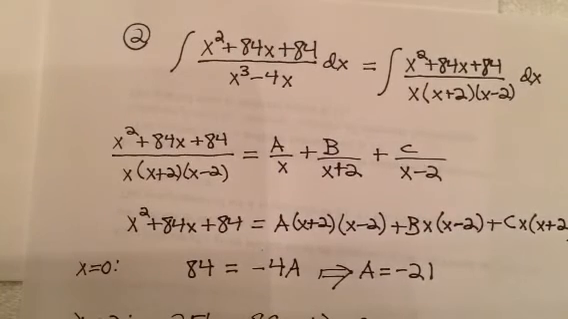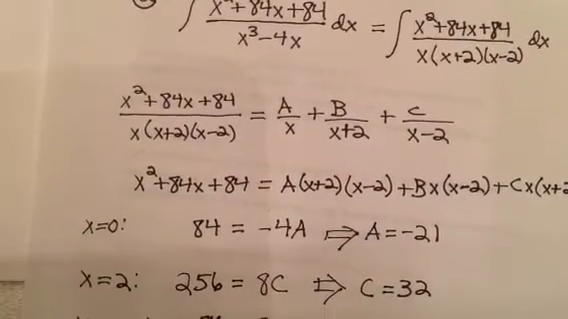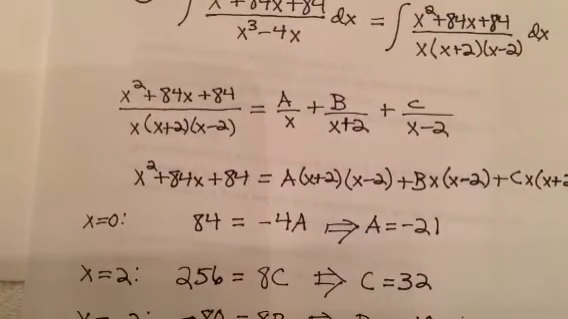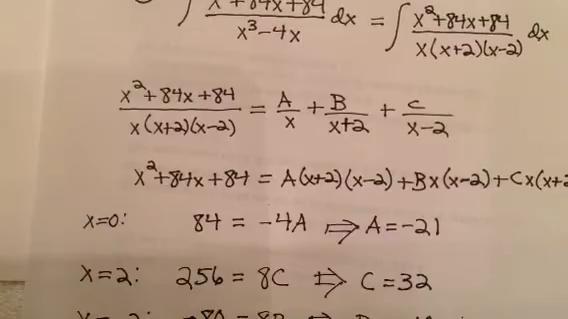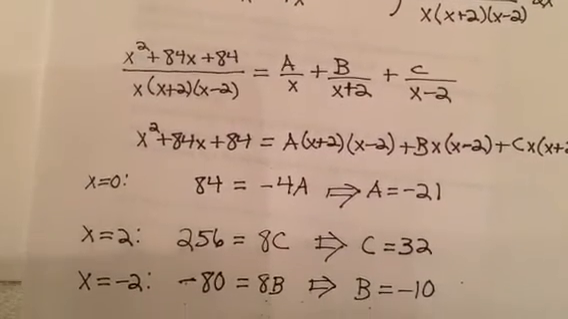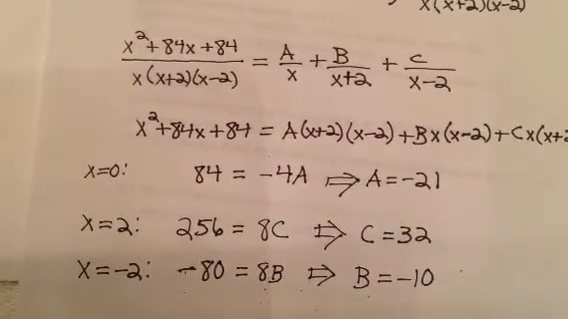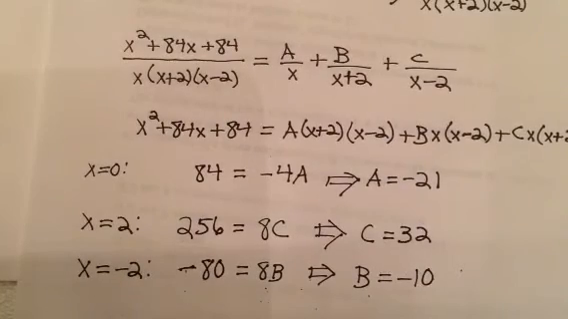And then for the next zero, we'll let x be equal to 2. If we set x equal to 2, both a and b will cancel out, and we will be left with 256 equal to 8 times c, thus the value of c will be 32. And then for the final zero, we had x equal to negative 2, and so this will cancel out the coefficients a and c and leave us with negative 80 equal to 8b, whereupon b is equal to negative 10.